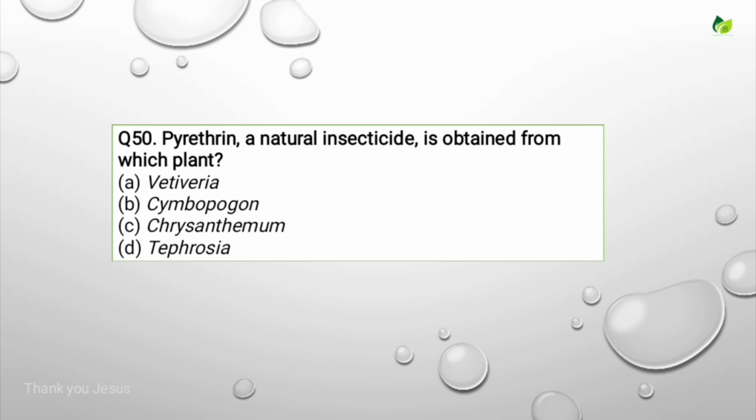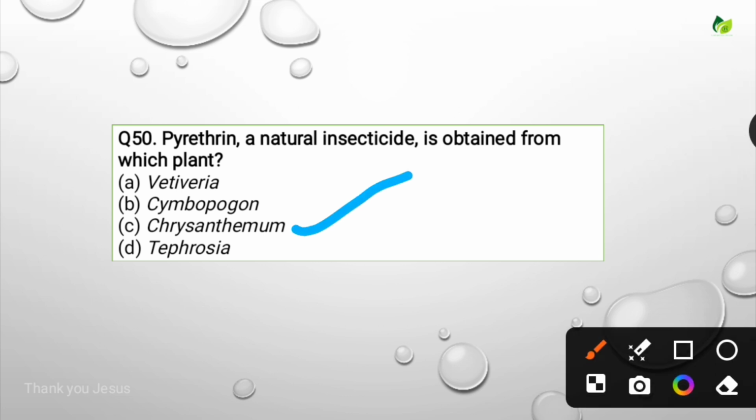Pyrethrin, a natural insecticide, is obtained from which plant? Options are Vetiveria, Cymbopogon, Chrysanthemum, Tephrosia. For this, the correct answer is Chrysanthemum. Pyrethrin is extracted from the dried flower heads of Chrysanthemum cinerariifolium.